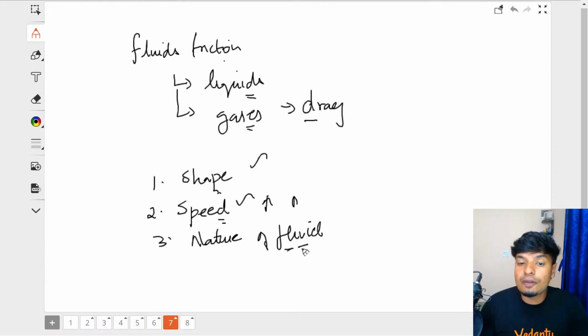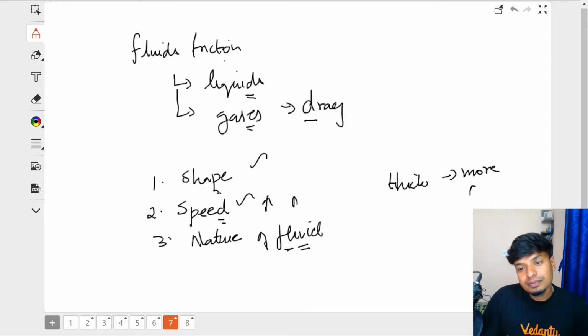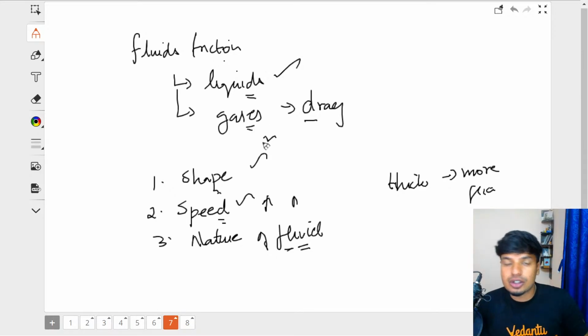Next is nature of the fluid. What is that? If the fluid is thick, more friction. So in fluids, liquids have more friction, gases have less friction. Okay, this is all about fluid friction, guys.